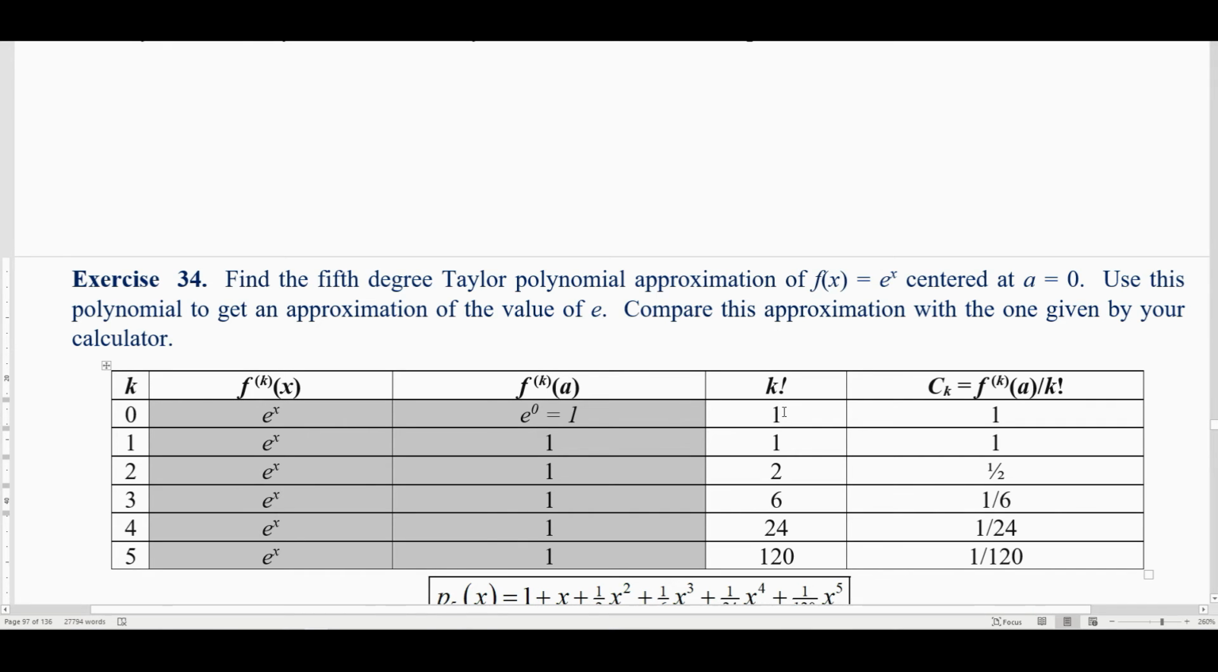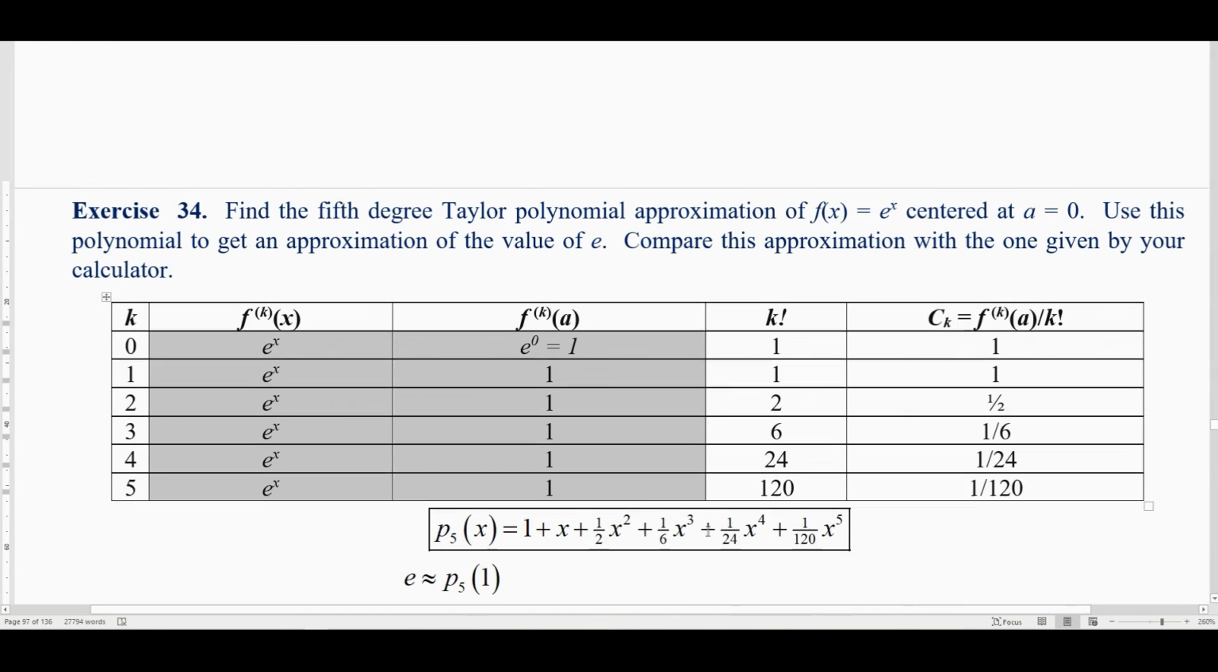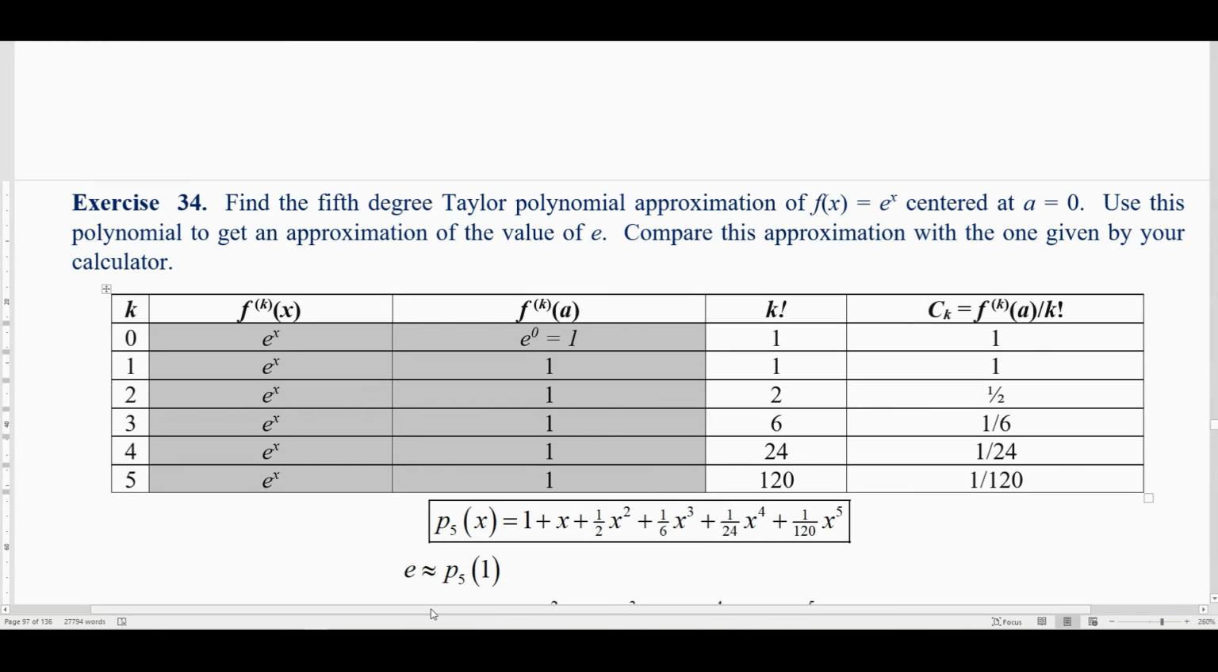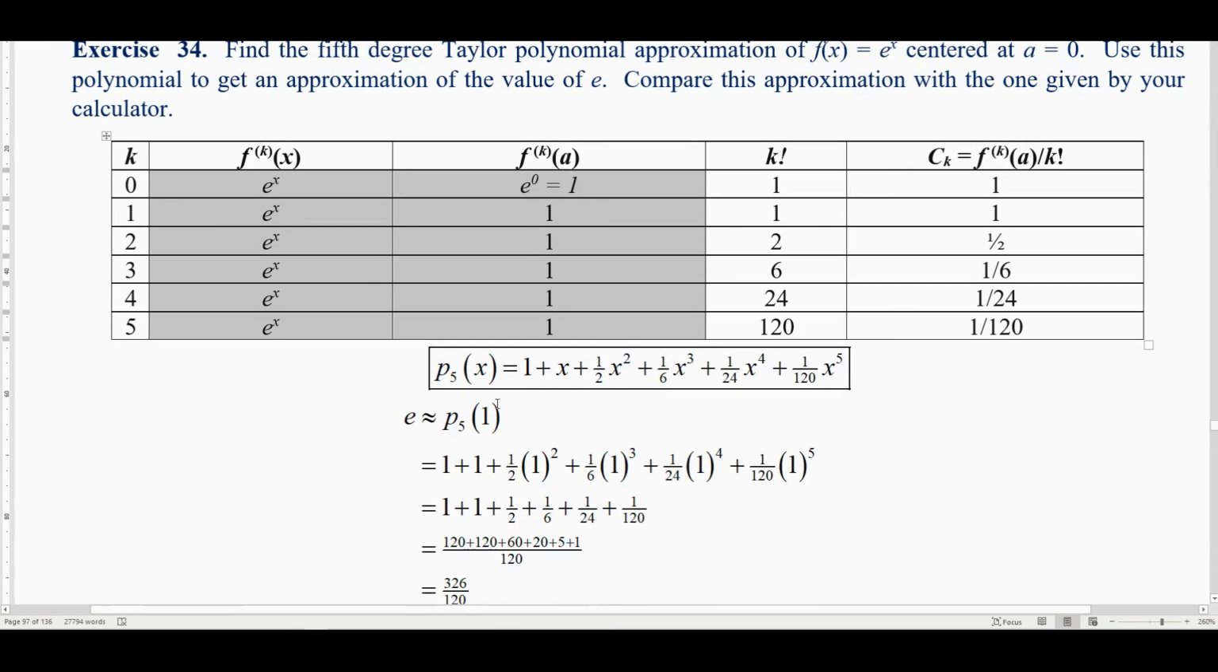The k factorial here: 0 factorial is 1, 1 factorial is 1, 2 factorial is 2, 3 factorial is 6, multiplied by 4 is 24, multiplied by 5 more is 120. And that's going to give us up to degree 5. So they're all just 1 over k factorial, so it's just 1, 1, 1/2, 1/6, 1/24, and 1/120 are the coefficients, and there's your polynomial. So e is just going to be this evaluated at 1, so it's approximated by this polynomial evaluated at 1, which is just adding these fractions up.